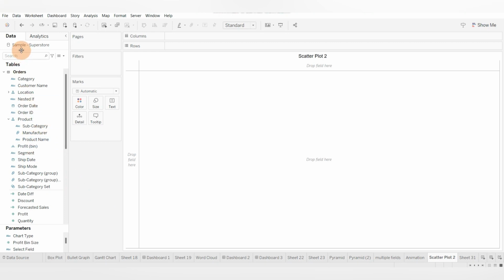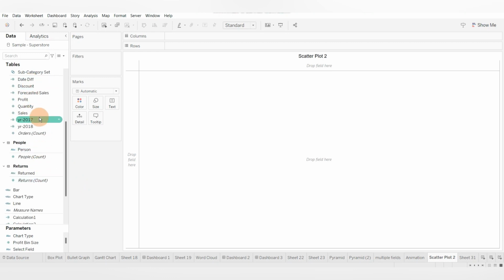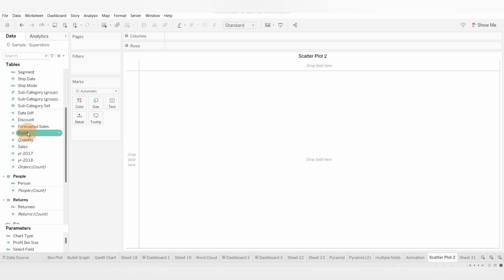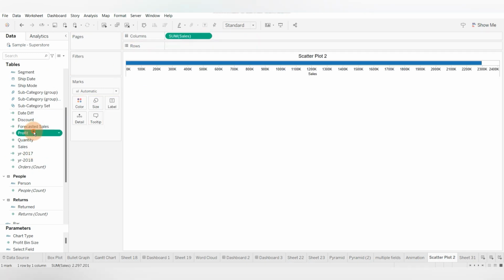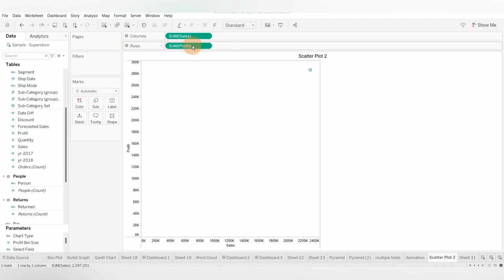For that I have taken a sample superstore data set. In this I have sales and profit fields. I want to depict the relation between sales and profit. So I will drag my sales into the x-axis here and my profit into the y-axis. As you can see, currently I have a single point because aggregation has been done.